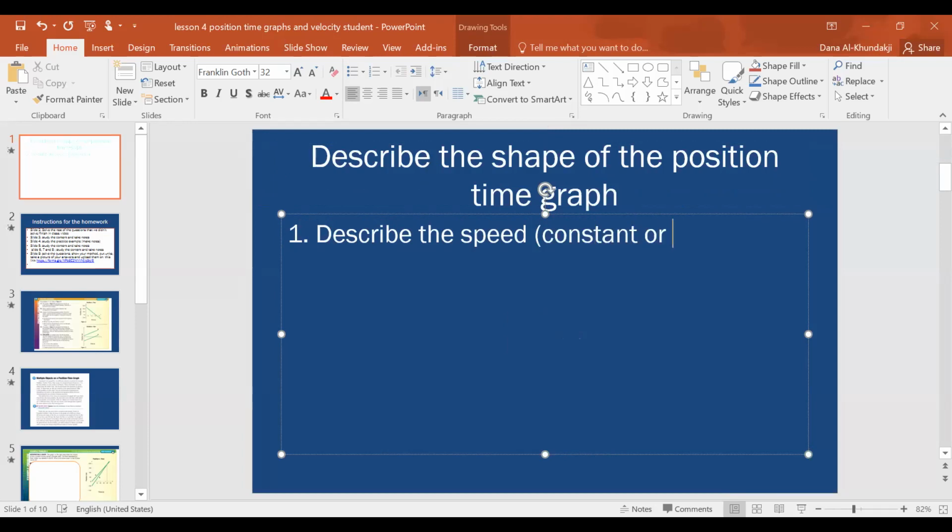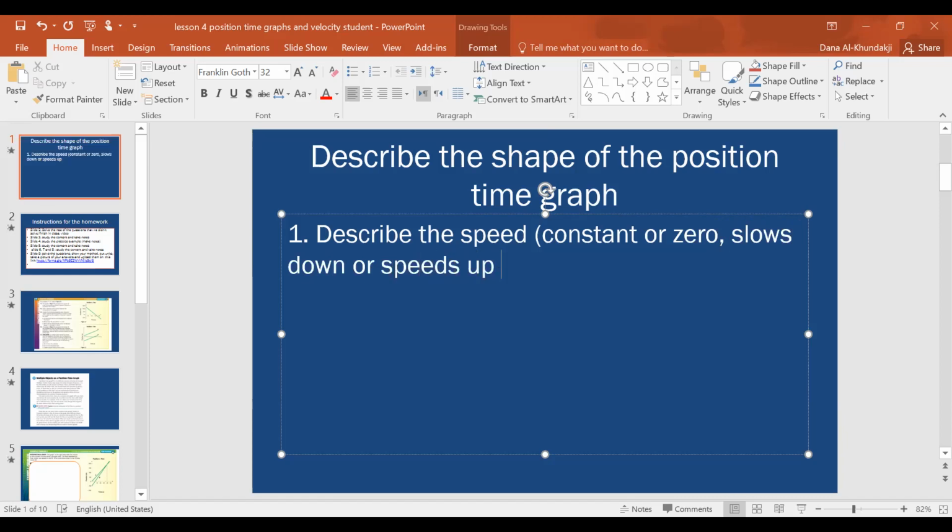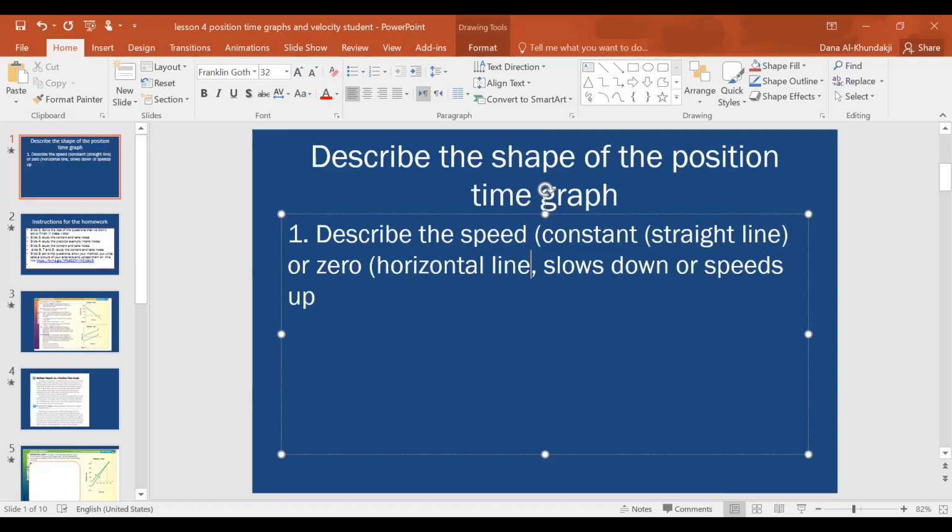or it's 0, or slows down, or speeds up. Now, when it's constant, it's going to be a straight line, and if it's 0, then it's going to be a horizontal line. Any horizontal line, doesn't matter where it is, a horizontal line anywhere. When it slows down, it's going to be a curve, and speeds up is also a curve.